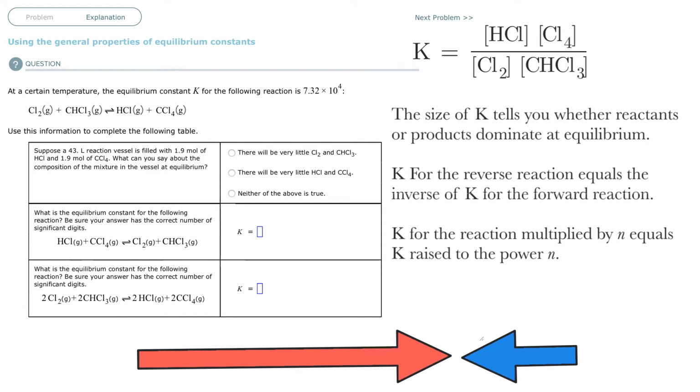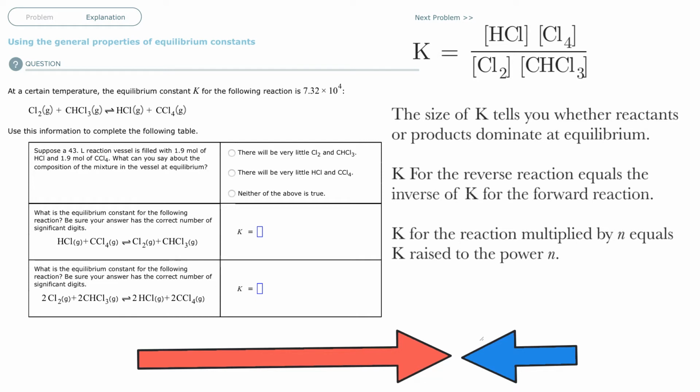Welcome back. This is an ALEKS training video on using the general properties of equilibrium constants. An equilibrium constant, we call it K, is just a way for you to instantly tell whether you are making more products or more reactants. Remember, both of the reactions are going on at the same time.